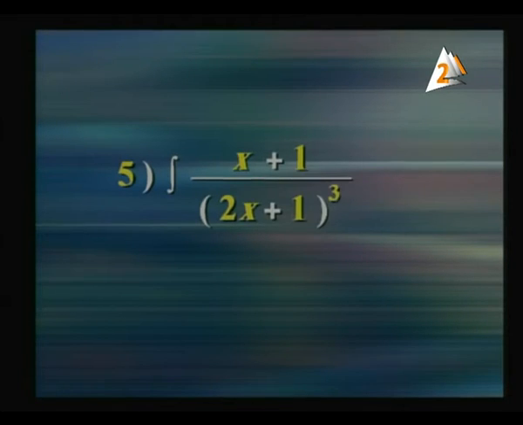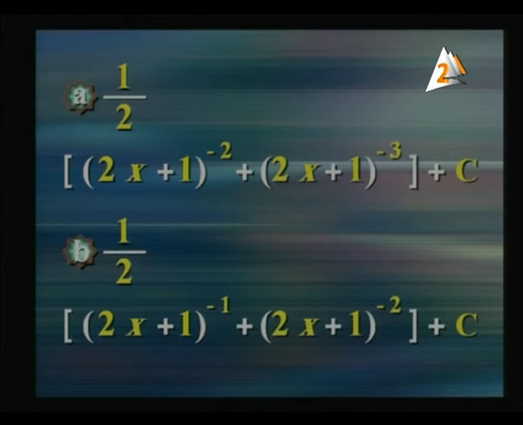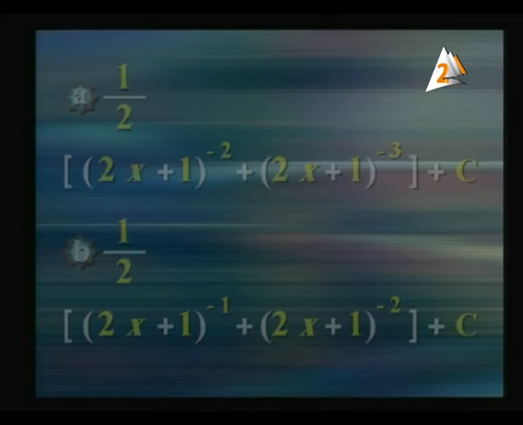Number 5. Integration of the fraction with numerator x plus 1 and denominator 2x plus 1 to the power 3, dx, equals half multiplied by the bracket containing 2x plus 1 to the power negative 2 plus 2x plus 1 to the power negative 3 plus c, or half times the bracket containing 2x plus 1 to the power negative 1 plus 2x plus 1 to the power negative 2 plus c.